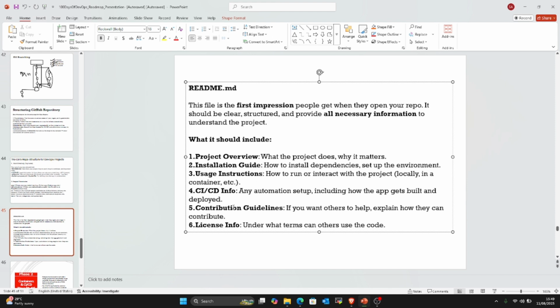Then if you are working with CI/CD, you should have your CI/CD information, any setup, how the app gets built and deployed and all of that. Then contribution guidelines. Obviously, if you're working as a team, you want others to help. So like I said, your README is your overview of exactly what you are doing. It properly details what you want to achieve to anyone who comes across your repository. So that's basically what I wanted to touch on today.